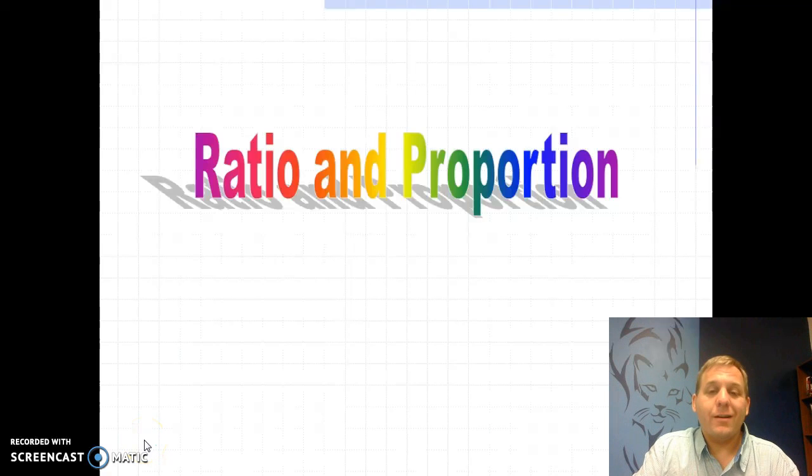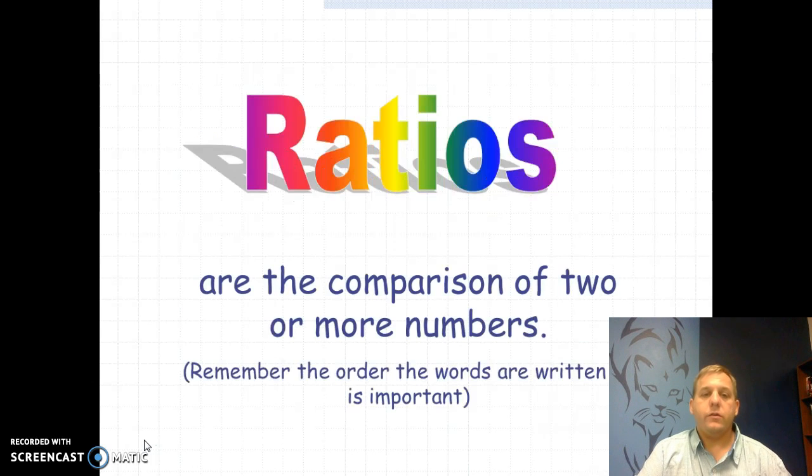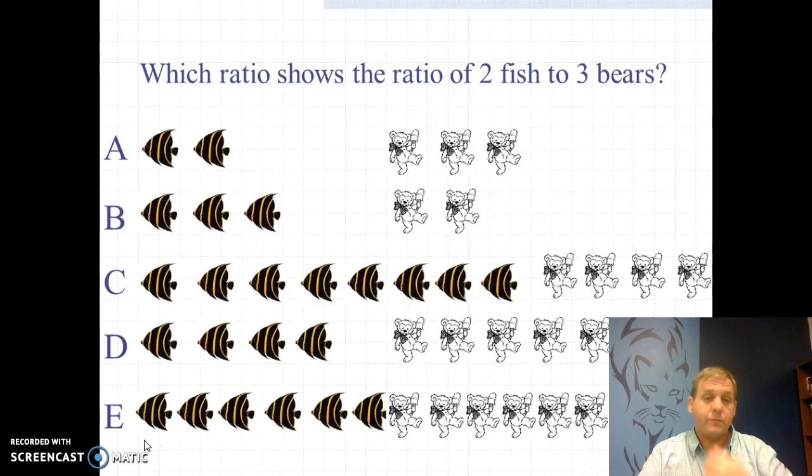Good afternoon. We're looking at ratios and proportions. We're going to do a real quick review over ratios. Then we'll get into proportions. So a ratio is a comparison of two numbers. And remember when it's written in words that the word order is important.